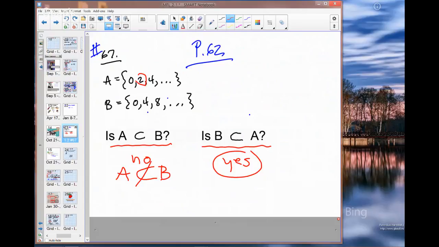It says in 67, if A is the set of numbers divisible by 2, what are the numbers divisible by 2? Any even number. So I wrote it out: 0, 2, 4, keep going like that forever. And it says B is the set of numbers that are divisible by 4. So now it's 0, 4, 8, going on forever. And here's the first question. Look up here. Is A a subset of B? I know I have the answer down there, but do you see that it's no?